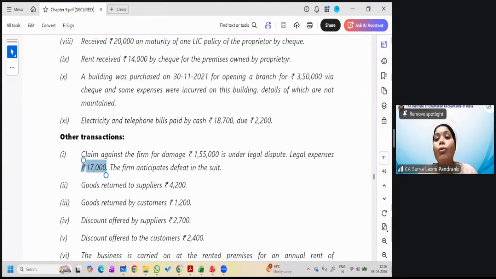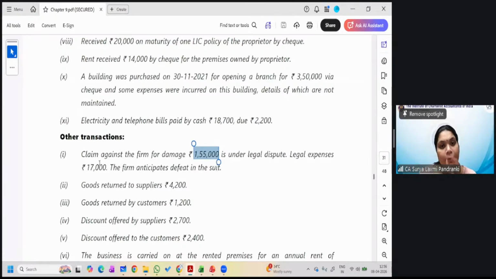That is why that is shown as an expense. It is not shown as a provision. But why did we show 1,55,000 as a provision? It is because there is a high chance that you will lose the case. That is why you created a provision. If you are winning the case, then you don't have to pay, no? So only a provision is created. If the claim was settled, then that will become an expense, not a provision. Now this is clear. While 1,55,000 is a provision, 17,000 is an expense.